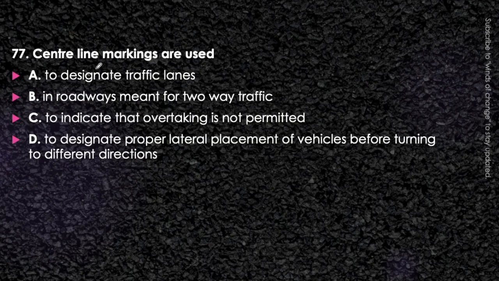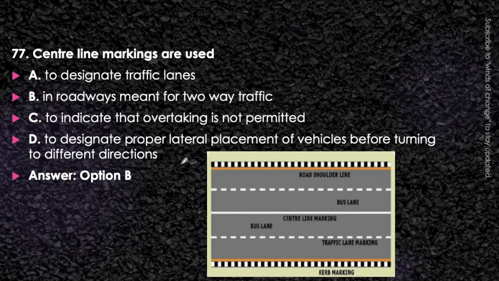Next question. Centerline marking is used to designate traffic lanes in roadways meant for two-way traffic, or to indicate that overtaking is not permitted, or to designate proper lateral placement of the vehicles before turning to a different direction. Think about it. This is an important question. What does the centerline marking represent? The centerline marking determines the roadway in which there is two-way traffic.